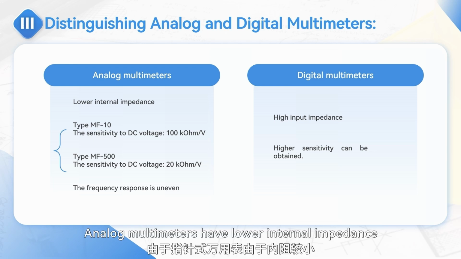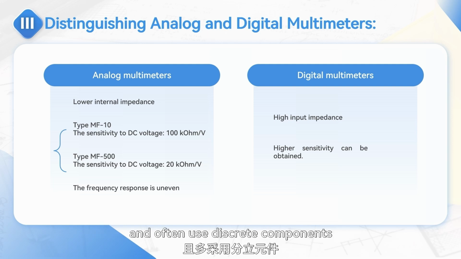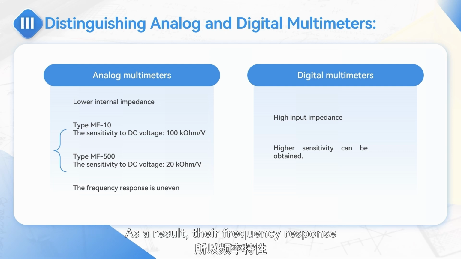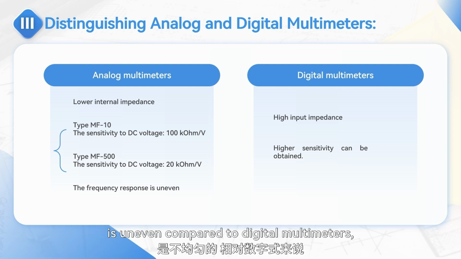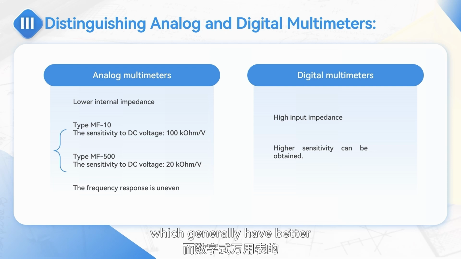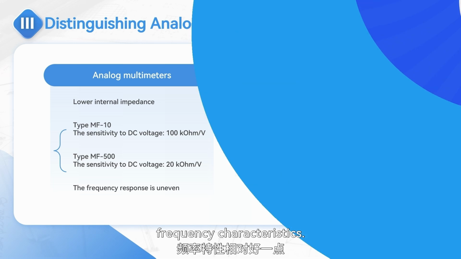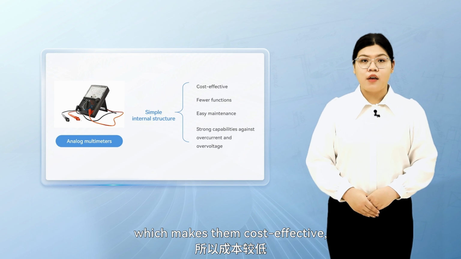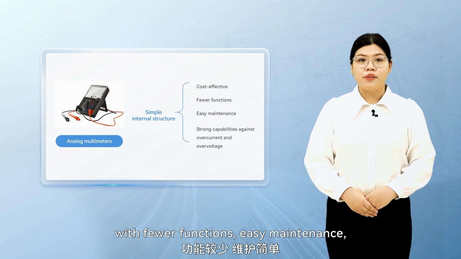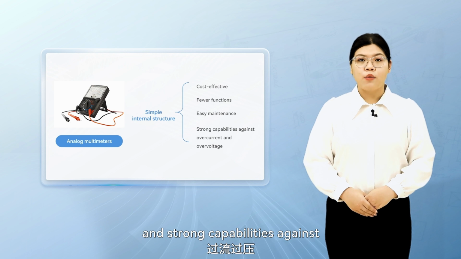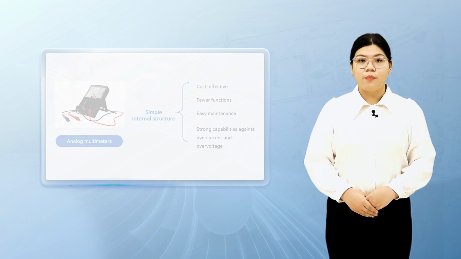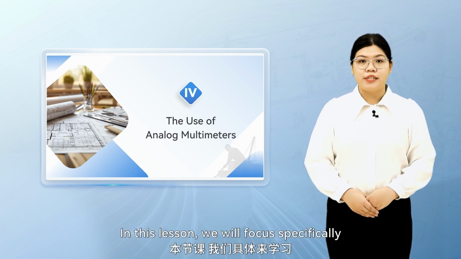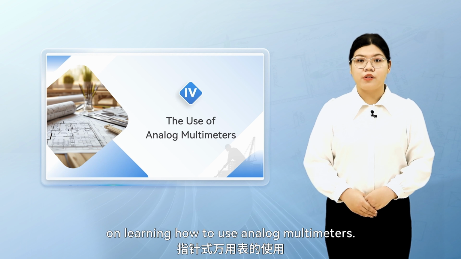Analog multimeters have lower internal impedance and often use discrete components to form current shunt and voltage divider circuits. As a result, their frequency response is uneven compared to digital multimeters, which generally have better frequency characteristics. Analog multimeters have a simple internal structure, which makes them cost-effective, with fewer functions, easy maintenance, and strong capabilities against overcurrent and overvoltage. They are still widely used. In this lesson, we will focus specifically on learning how to use analog multimeters.